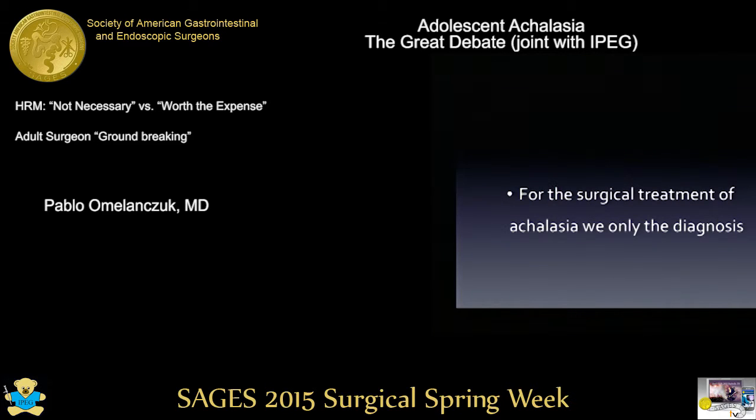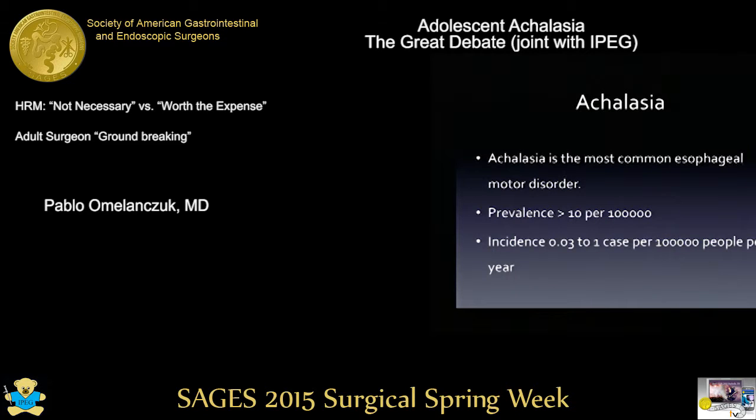For the surgical treatment of achalasia, we only need the diagnosis of achalasia. That will be enough to decide the surgery. As you know, achalasia is the most common esophageal motor disorder with a prevalence in adult patients of more than 10 per 100,000 people. And achalasia has an incidence of 0.03 to 1 case per 100,000 people per year.